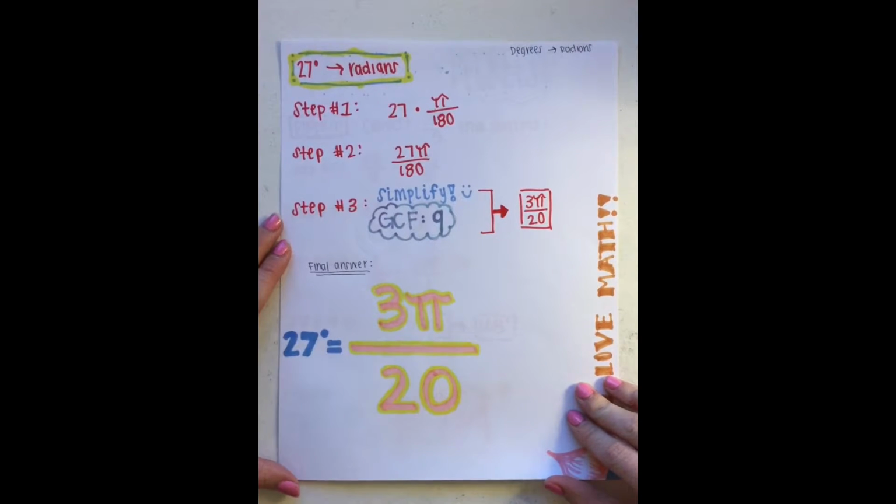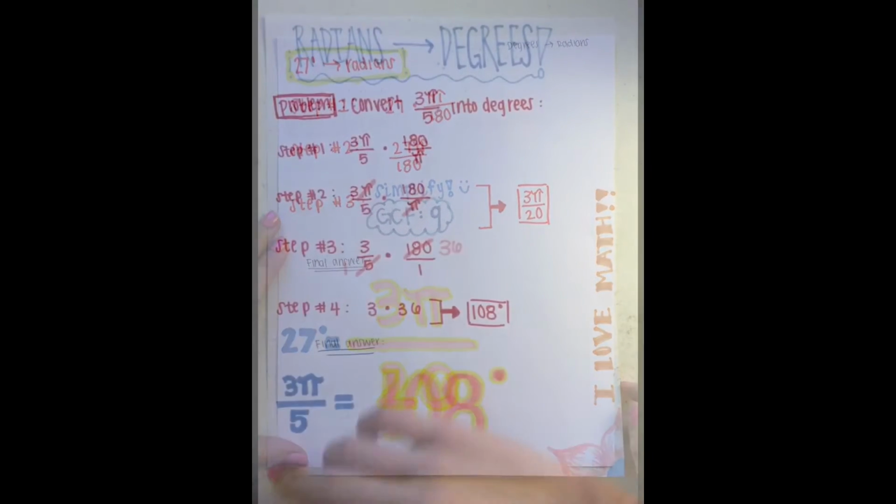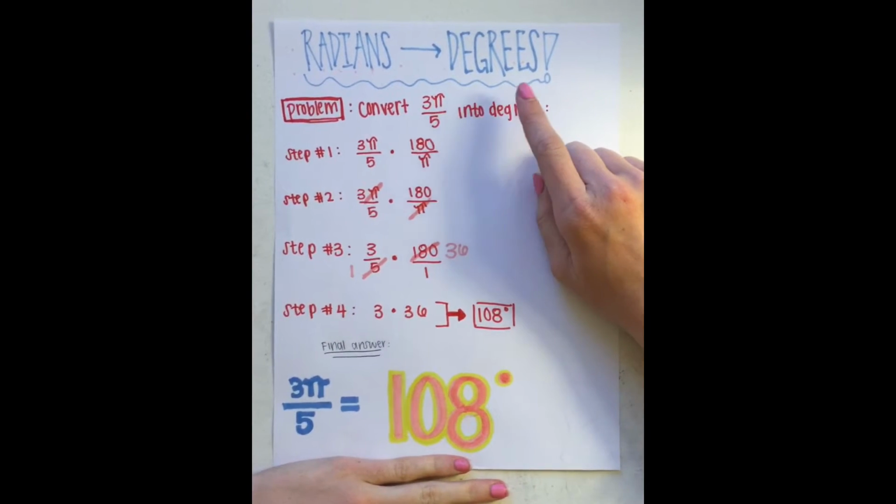So our final answer, 27 degrees equals 3 pi over 20. And 3 pi over 20 is in radians. So now you have just completed degrees into radians. Now we are going to go from radians to degrees.